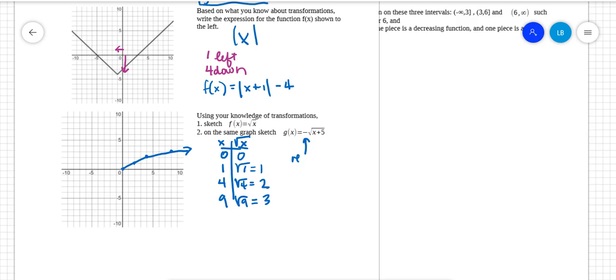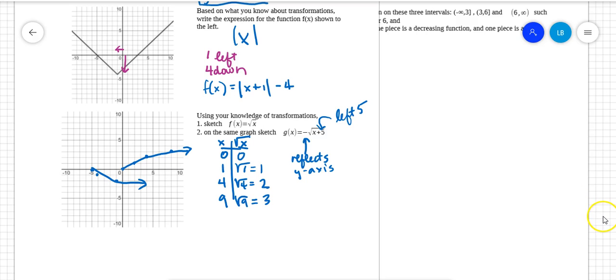So negative means it reflects. It means it's upside down. Reflects about the y-axis. And this plus 5 inside the square root means to the left 5. So I'm going to go to the left 5, start over here. And then it goes upside down. So it's going to go down 1, down 2. Let's see, 1, 2, 3, 4. All right, so it's going to go like that. That's my shifted version.